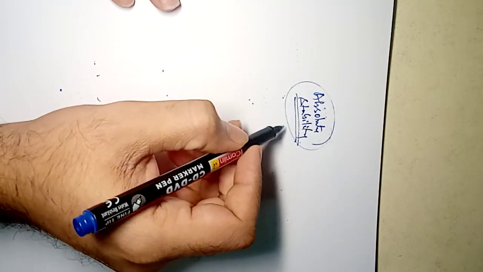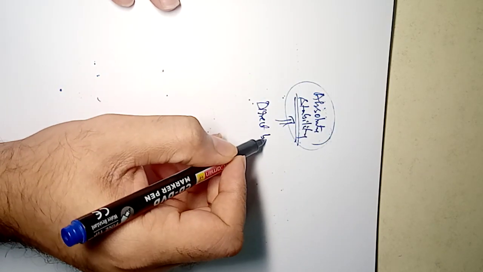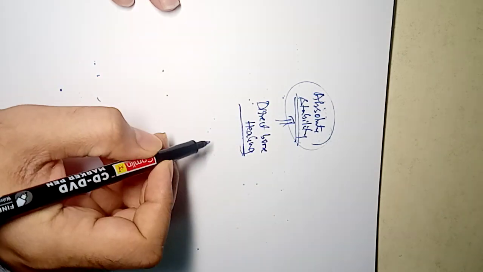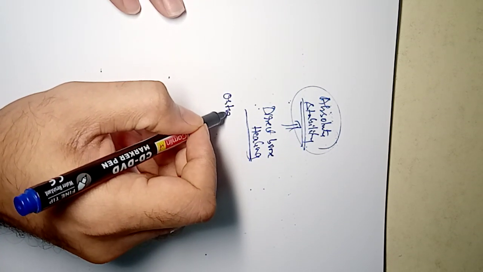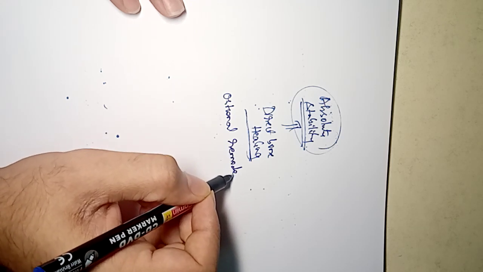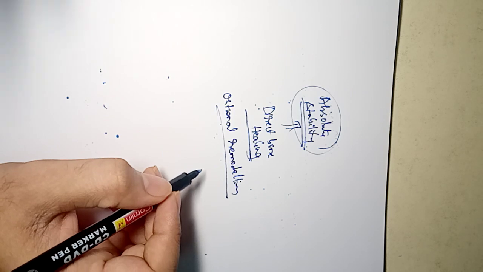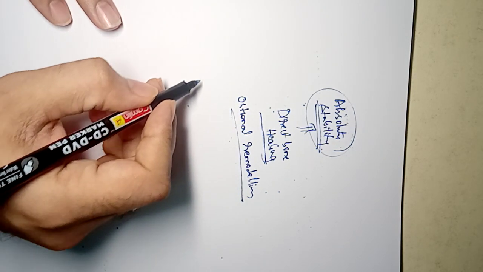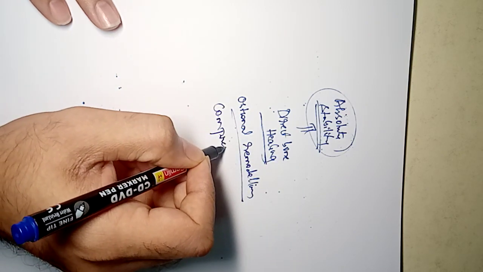The healing in this case is by direct bone healing. This direct bone healing is nothing but an osteonal remodeling, which happens otherwise also to maintain the blood calcium levels. What happens is we have a compression at the fracture site.